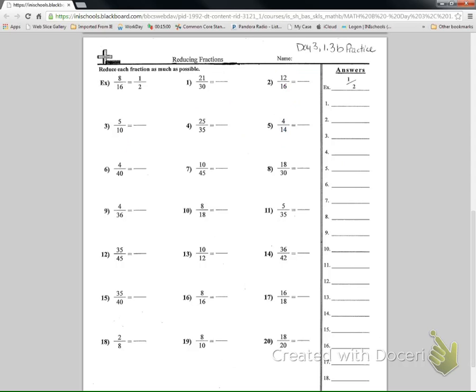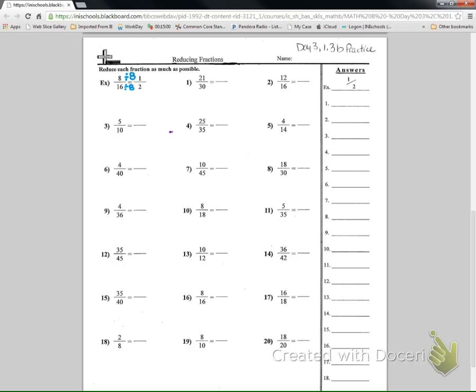What number did they divide by? What they did is they divided both the top and the bottom by the number 8. 8 divided by 8 equals 1, and 16 divided by 8 equals 2. That's the biggest number that divides evenly into both.